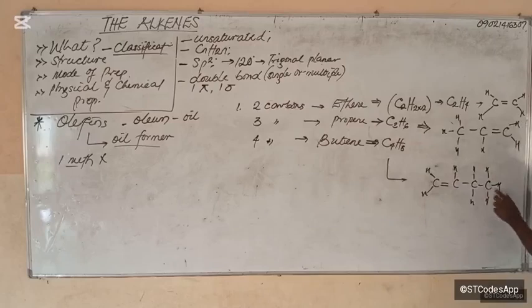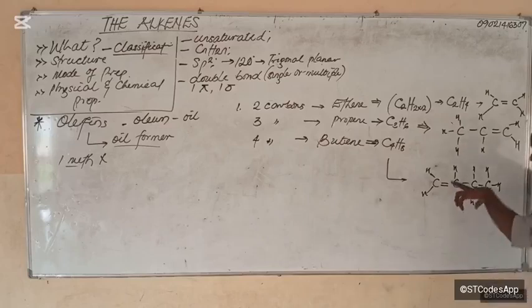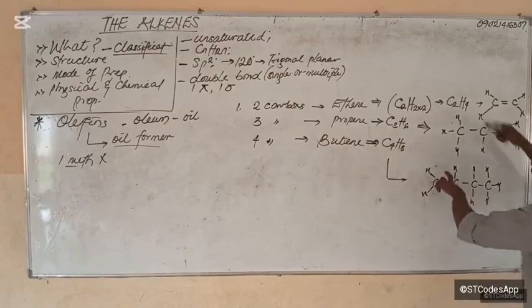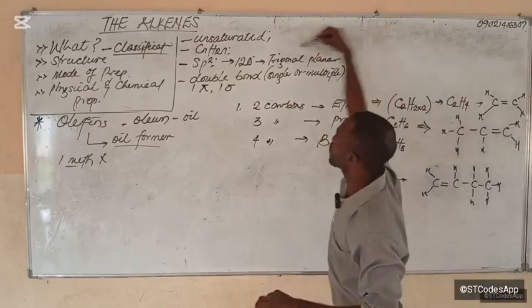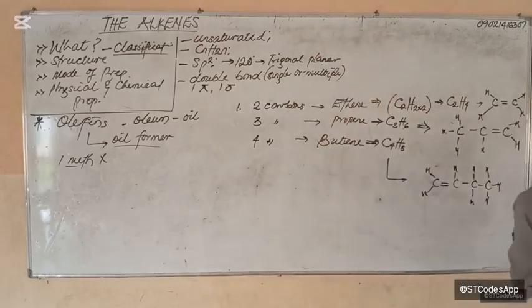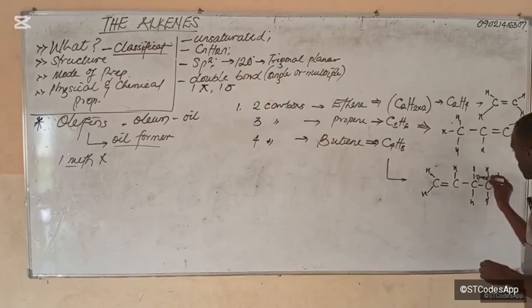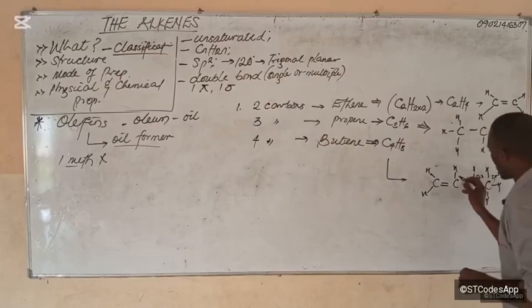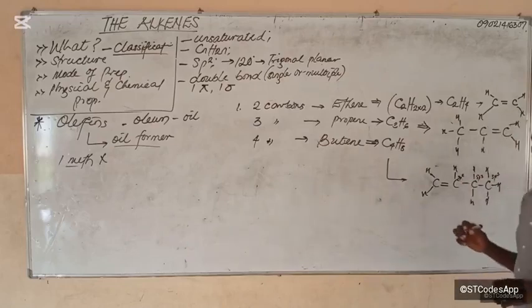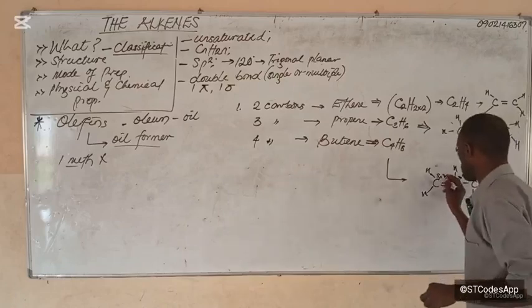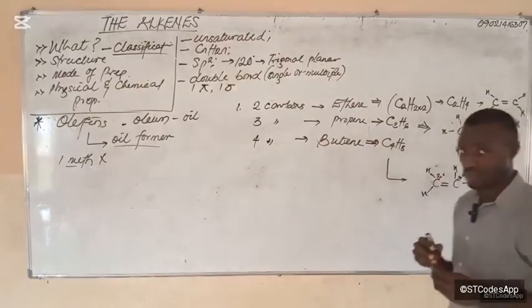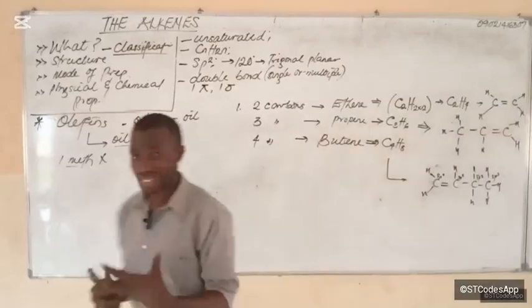This guy maintains a tetrahedral geometry. This guy also, okay? But this guy here maintains a trigonal planar geometry. Okay, so that means that this carbon here is sp3 hybridized, this guy is sp3 hybridized, this guy is sp2 hybridized, this guy sp2 hybridized. Okay, all right. So that's what we have.